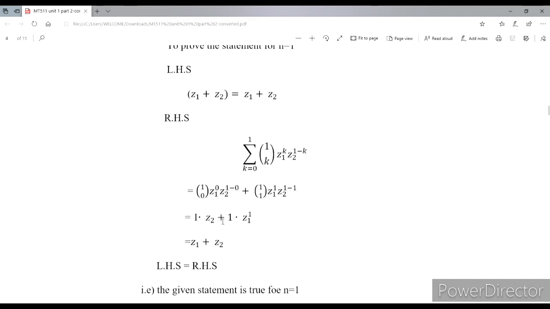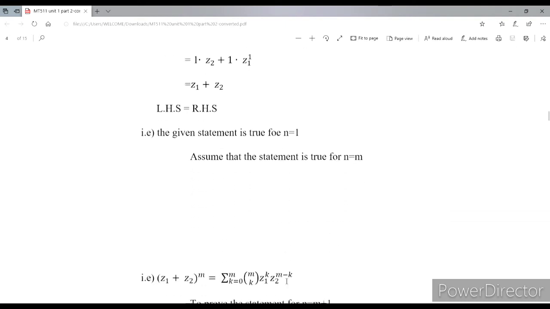Z2 power 1 we have, therefore it is Z2. And similarly here, 1C1 is 1, therefore it's 1. Z1 power 1 and Z2 power 0, the value is 1. Therefore we get Z2 plus Z1, or we can write it as Z1 plus Z2. That is, LHS equal to RHS. That is, the given statement is true for n equal to 1.